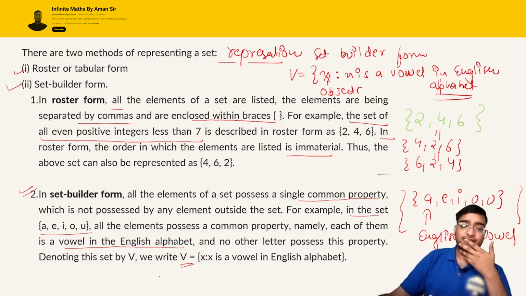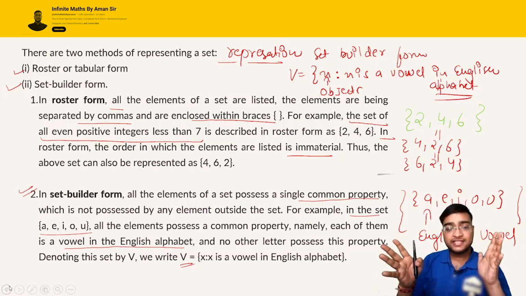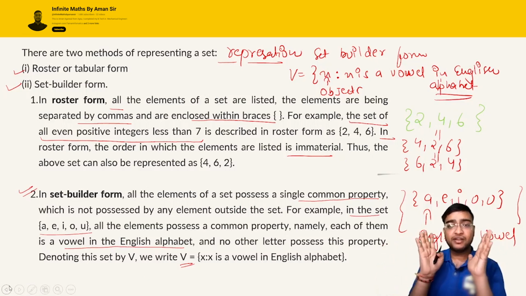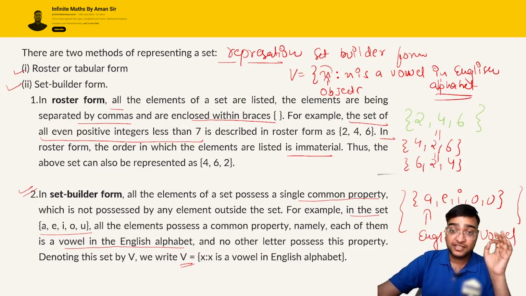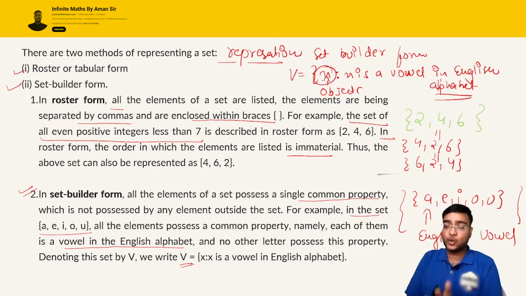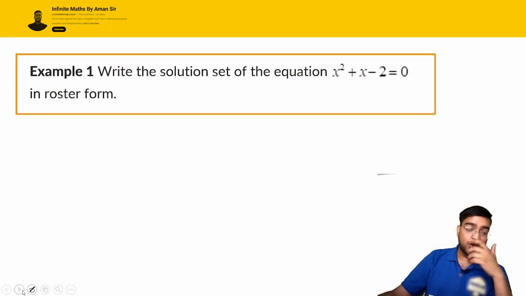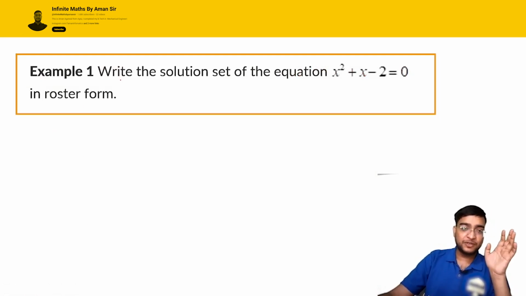Let's see more examples of the set builder form. I hope you understand it conveniently. In curly braces, first denote one variable, which denotes your objects. Then you give the colon, and after the colon you give the single common property that applies to all the objects. Okay, let's find one example, guys. This is a very good and easy example.